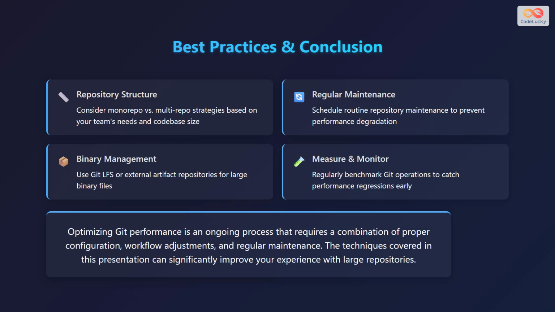Here are some best practices for Git performance optimization. Consider monorepo versus multi-repo strategies based on your team's needs and codebase size. Schedule routine repository maintenance to prevent performance degradation. Use Git LFS or external artifact repositories for large binary files. Regularly benchmark Git operations to catch performance regressions early.